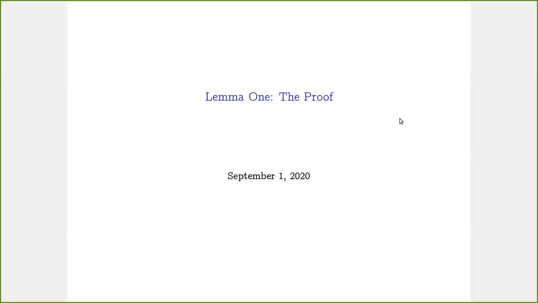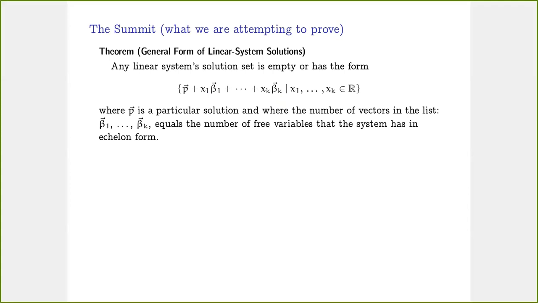Okay, let's prove Lemma One on the way to proving this theorem about the general pattern of solutions of any linear system. The summit, what we are attempting to prove. It'll be a long climb. Okay, the theorem, the general form of linear system solutions, claims the following.